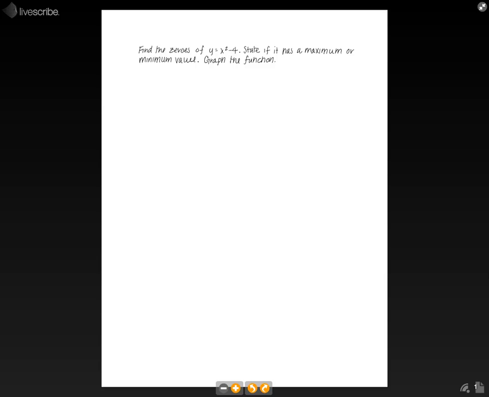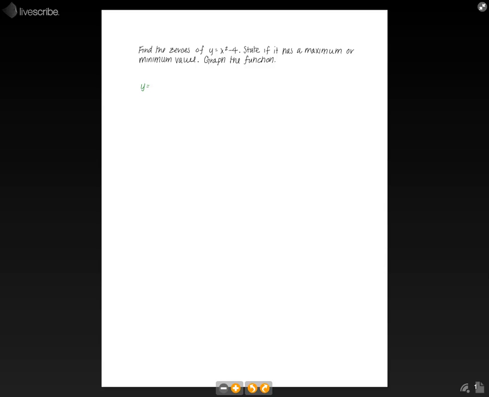In this problem, we're going to be learning about graphing quadratic functions. So this problem says, find the zeros of y equals x squared minus 4. State if it has a maximum or minimum value, and graph the function. Alright, so the first thing we're going to do is try to find the zeros.